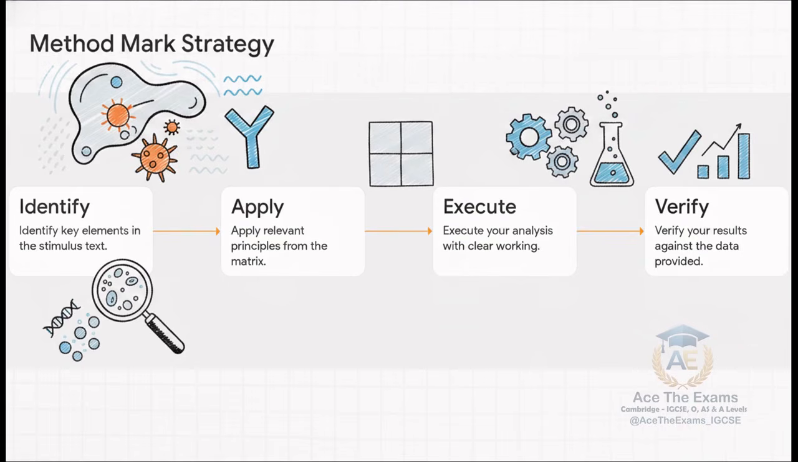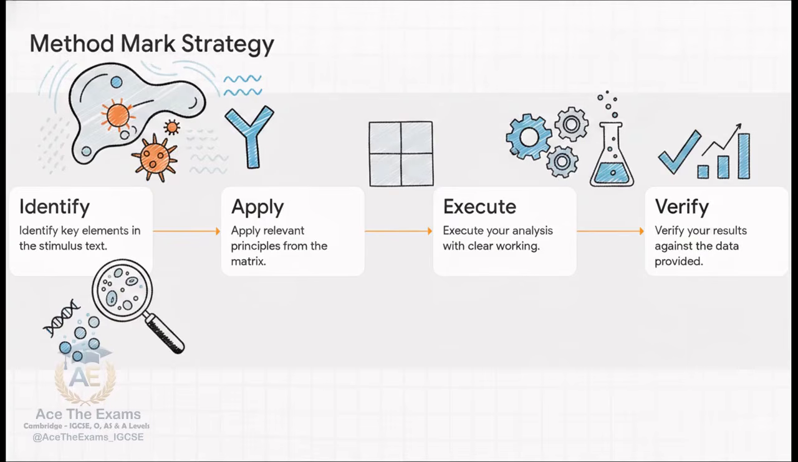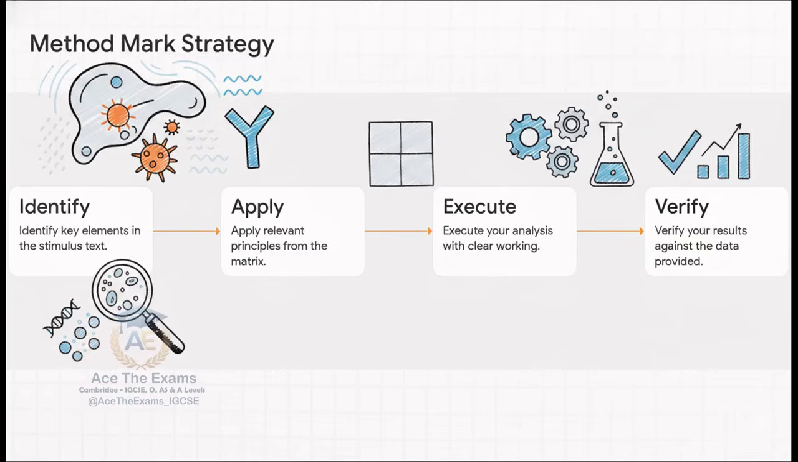To tackle that, you need what we call the method mark strategy. This is a systematic way to basically guarantee you pick up process marks, even if your final conclusion ends up being a bit tricky. First step, you identify the key elements in the stimulus text. Are we talking about antigens or antibodies being introduced? Second, you apply the relevant principle from our 2x2 grid. Third, execute your analysis with really clear step-by-step biological working.